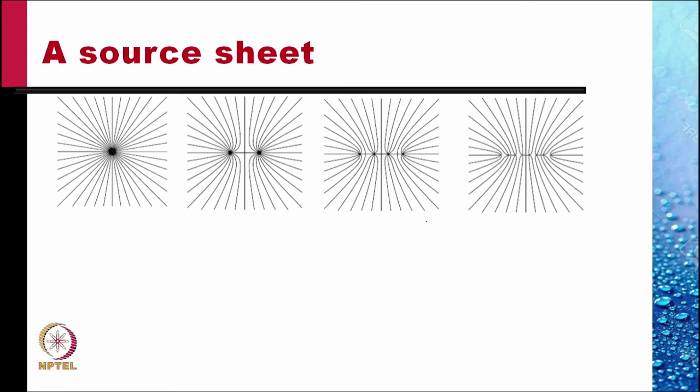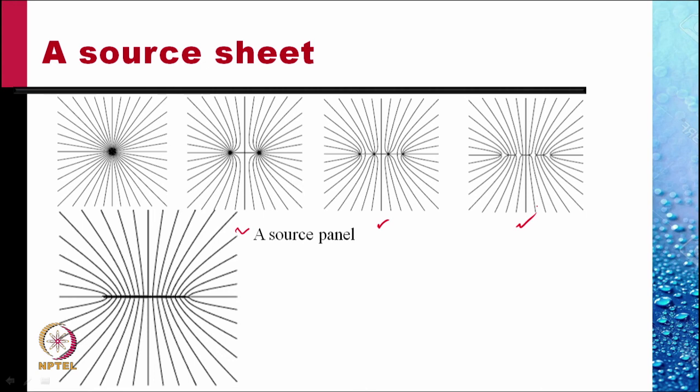For this, it is more convenient to work with a source sheet rather than individual sources and sinks. Consider a source of strength Q. Let's divide this into two parts of Q by 2 and Q by 2. Then we divide this into 4 parts, and then we divide this into 8 parts. And as we increase this division, what we have is a source sheet, a source panel.